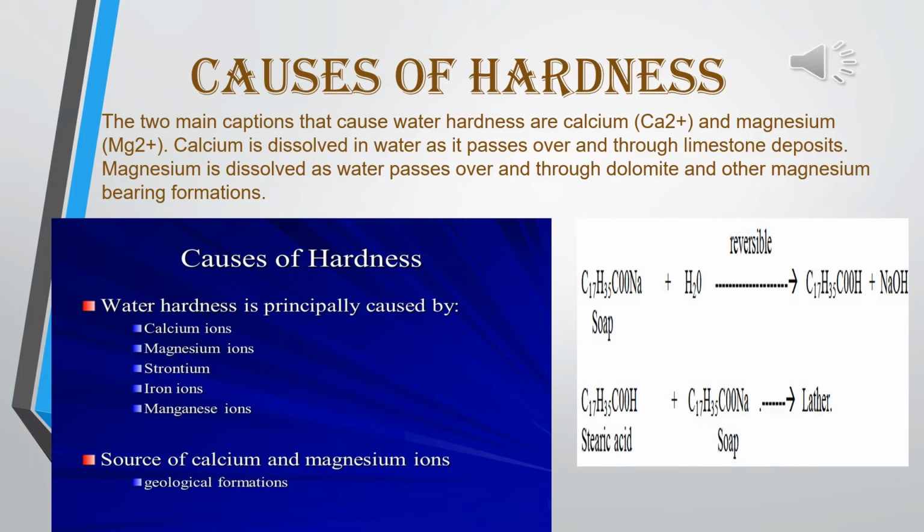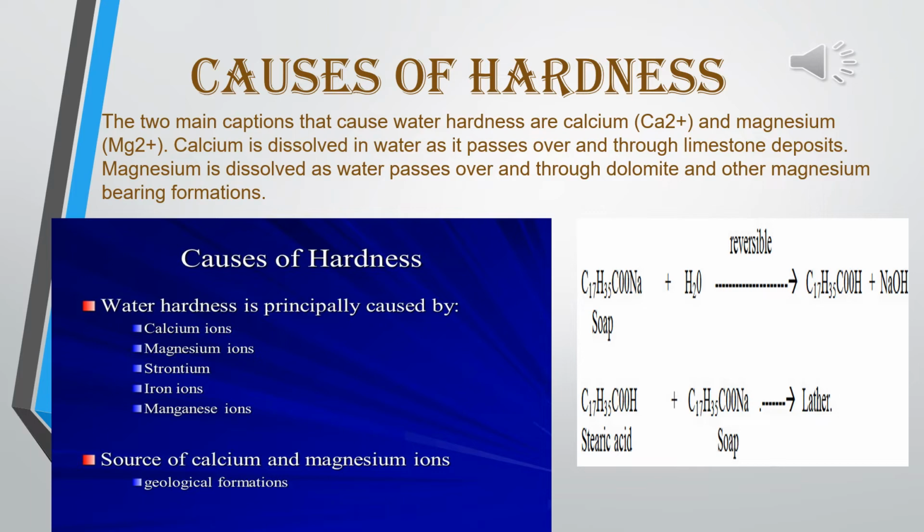Now, what are the causes of hardness? Before this, I am telling you that in my previous slide, in water part 1, I have already discussed hard water and soft water. So here I am not discussing it. So causes of hardness: the two main cations that cause water hardness are calcium and magnesium ions.